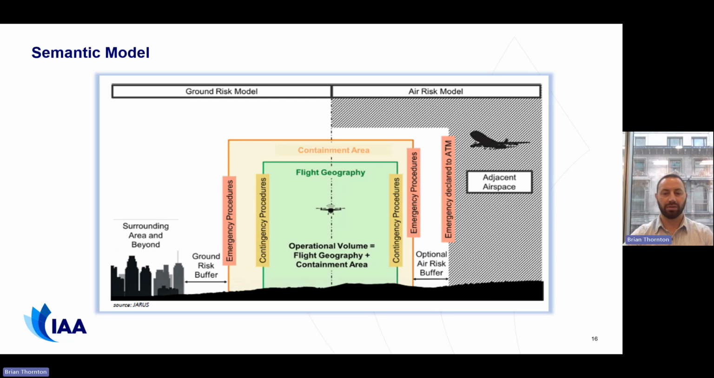Again, a reminder of the semantic model. We want to fly our UAS within our defined flight geography. If the UAS departs the flight geography, we are now in a containment area that has been measured and prescribed as outlined in the operator's operations manual. An action must happen within the containment area so that if the UAS is to leave the containment area, it will land within the ground risk buffer and the people at risk on the ground is reduced. But also beyond that, we must consider the adjacent area and the adjacent airspace.